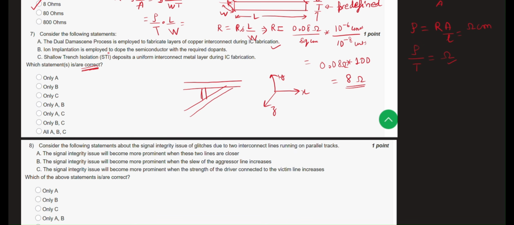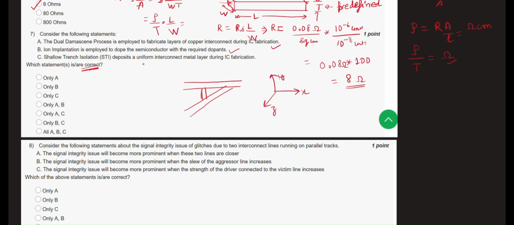And ion implantation is employed to dope the semiconductor with the required dopant. This is also a correct statement, that we do to make the MOSFETs. We do ion implantation. High velocity ions are bombarded into the silicon, and then with the process of annealing, they acquire the silicon places, and this way n type and p type semiconductors are formed. This is the modern day method to create the doped n type and p type materials.